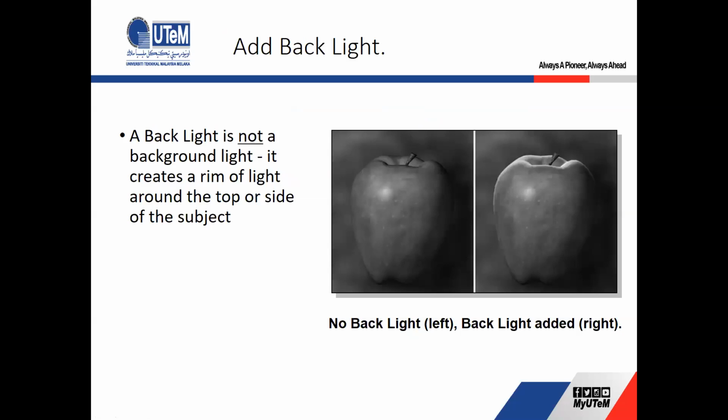Add backlight. You can see a backlight is not a background light; it creates a rim of light around the top or side of the subject. Here, no backlight is on the left. See, a little bit dark, right? A backlight is added on the right. Here you can see the difference. Here it is still dark. This is with a backlight.